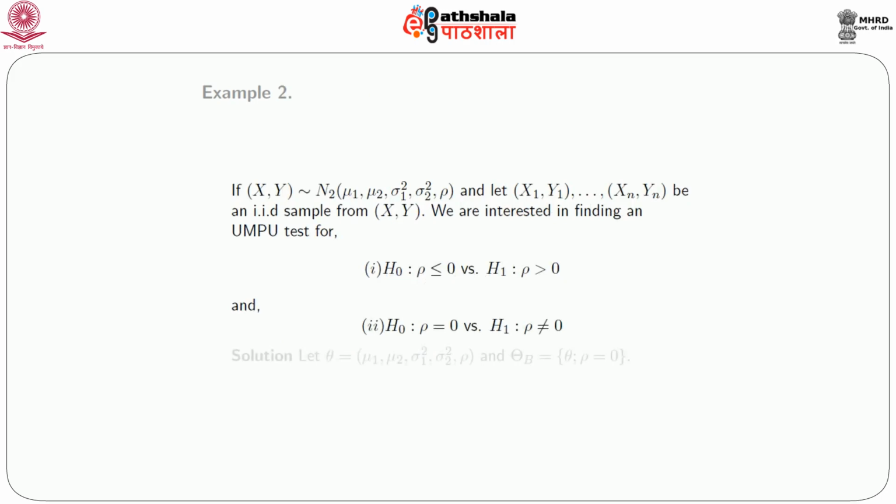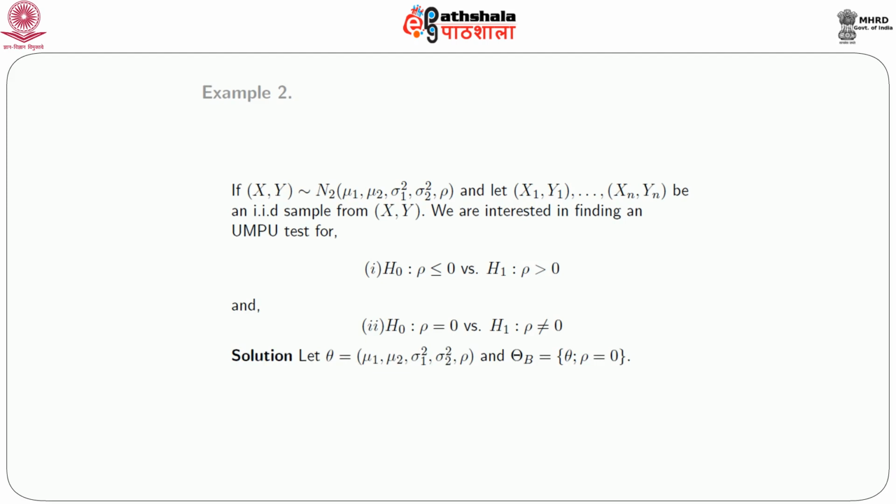Now we consider our second example. Here we draw a random sample (X1, Y1) up to (Xn, Yn). It's a paired sample from a bivariate normal population with 5 parameters mu1, mu2, sigma1 squared, sigma2 squared, rho. We are interested in finding a UMPU test for number 1, H0: rho less than or equal to 0 against H1: rho greater than 0, and number 2, H0: rho equal to 0 versus H1: rho not equal to 0.